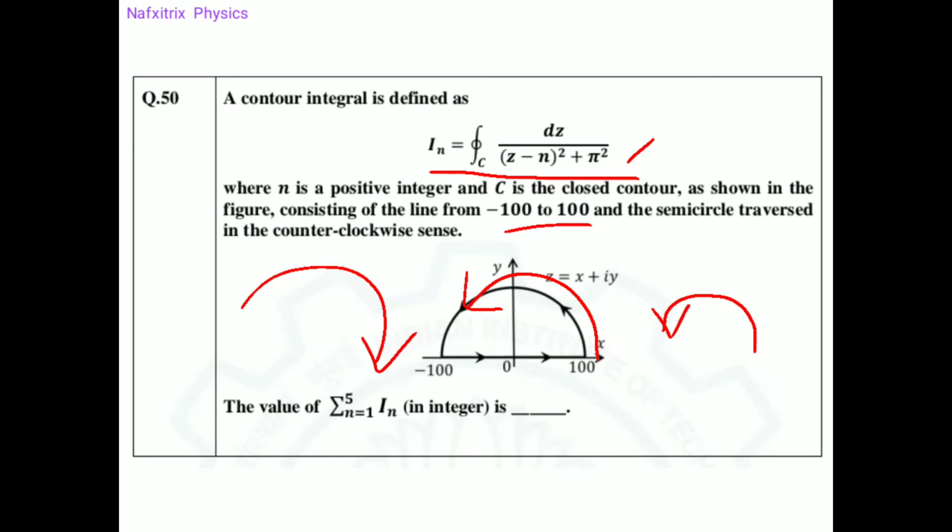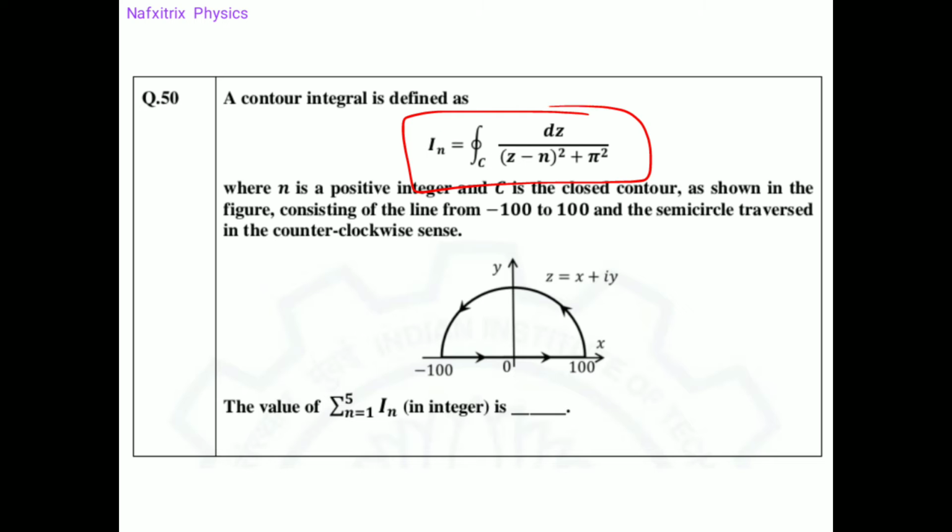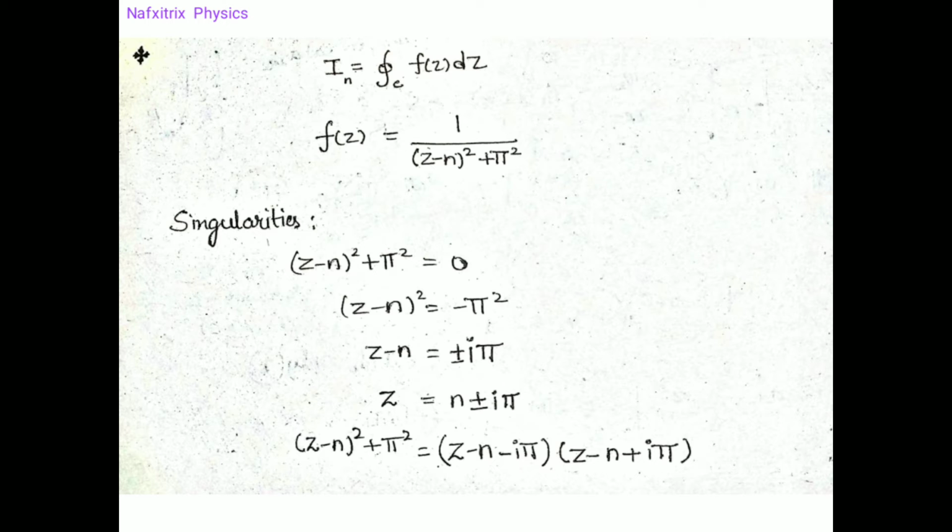Next, the value of the summation of I_n for n equals 1 to 5 is what we need to find. So for that, first of all we need to find I_n. Then after finding I_n, we need to find this sum, that is n from 1 to 5: I1 plus I2 plus I3 plus I4 plus I5. Until 5 terms it's enough. So let us see the solution of this problem.